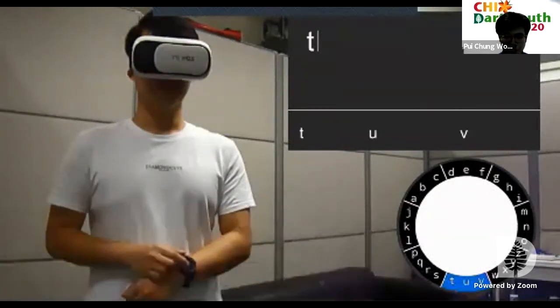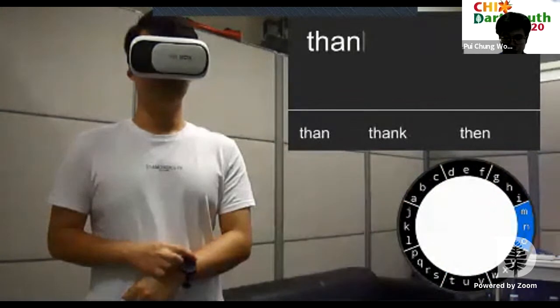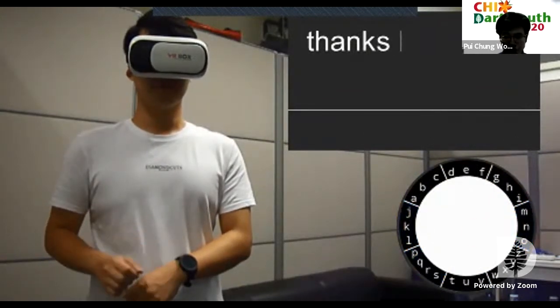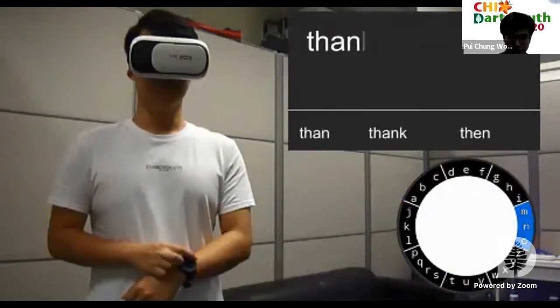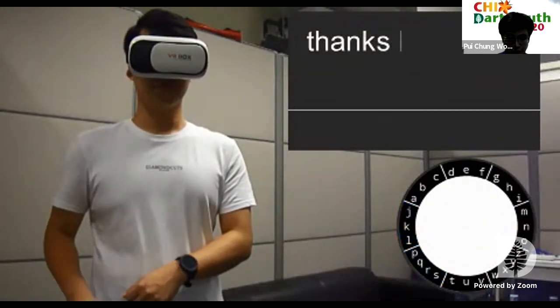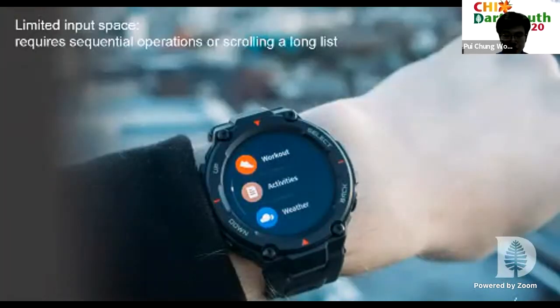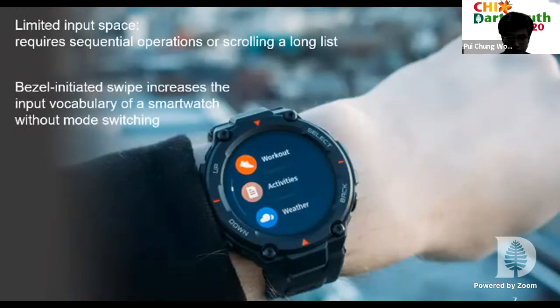And today I'm going to show you that a bezel-initiated swipe on a round smartwatch is possible and accurate. It can benefit various applications ranging from mobile wearable to VR applications. So smartwatch interaction usually requires sequential operation, or sometimes it requires the user to scroll through a very long item list because the input space is limited. And bezel-initiated swipe can increase the input vocabulary of smartwatch without mode switching.